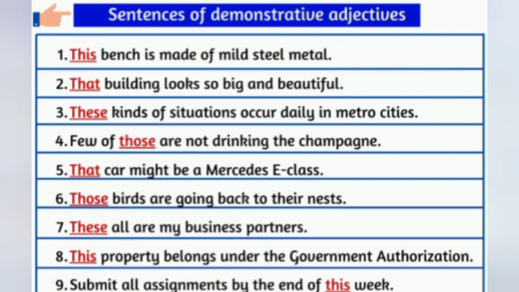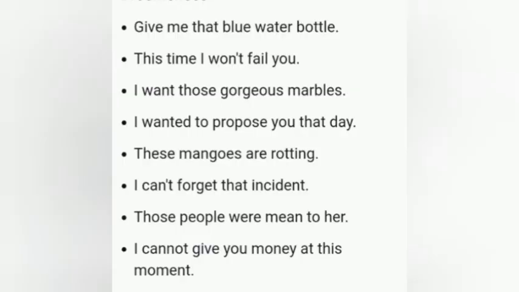And the second thing is that these demonstrative adjectives are always used for the nouns and the pronouns, and they modify them, they describe the nouns. Let's have some more examples. Like give me that blue water bottle. That is used for the noun bottle, and it is single in number but far in position. This time I won't fail you. I want those gorgeous marbles.